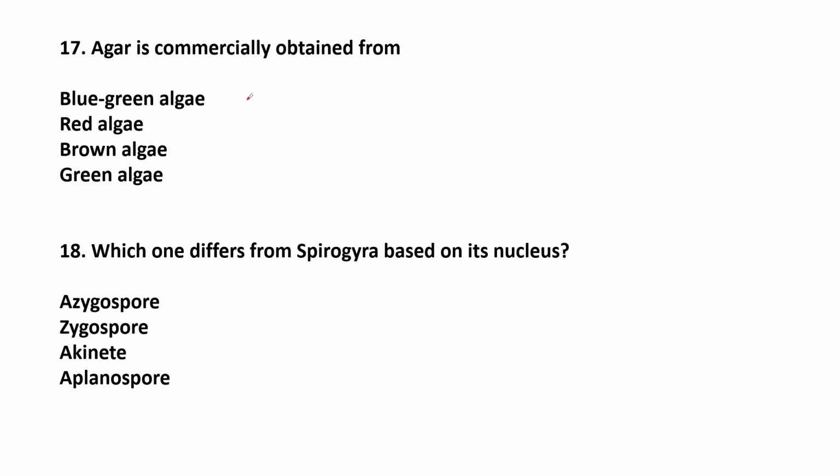Agar is commercially obtained from blue-green algae, red algae, brown algae and green algae. It is red algae. Okay. Which one differs from Spirogyra based on its nucleus? Zygospores, echinate, or aplanospores? And the answer is zygospores.